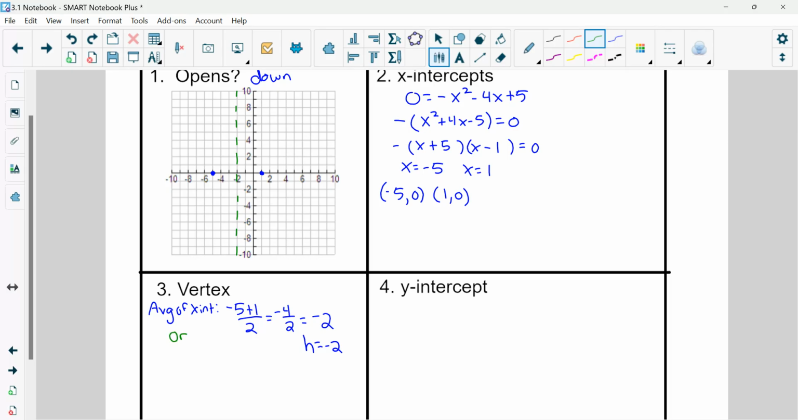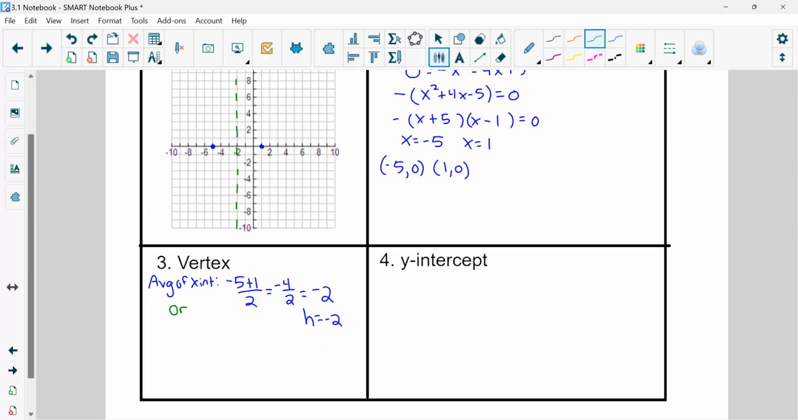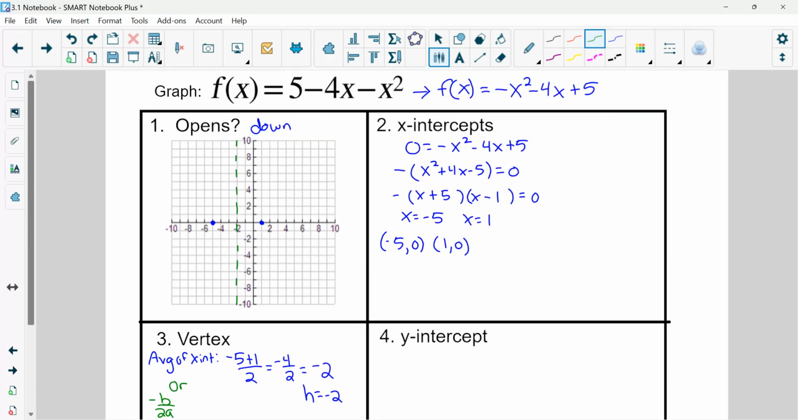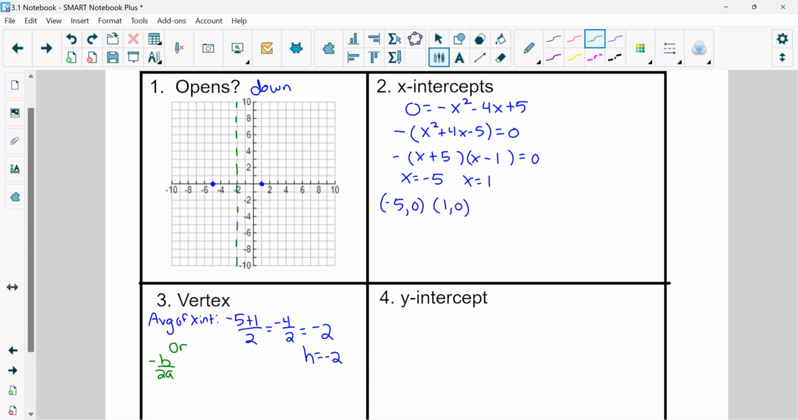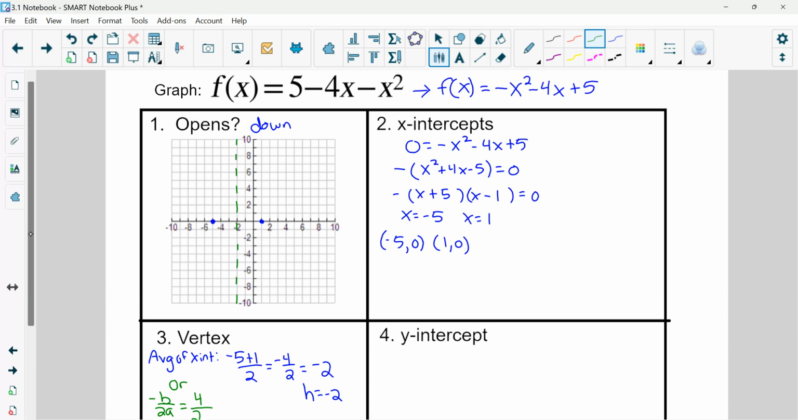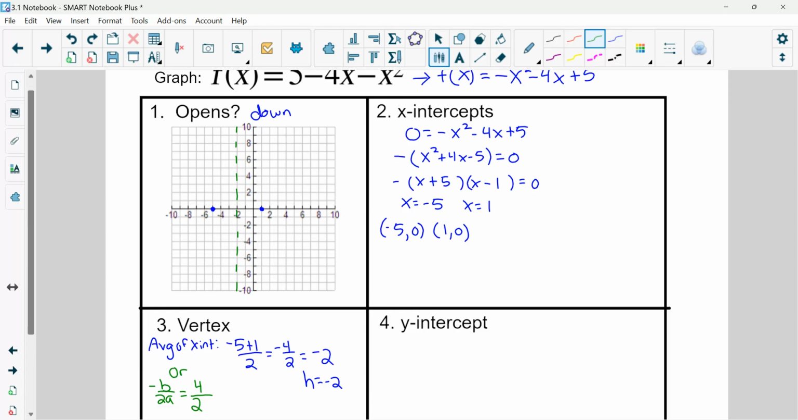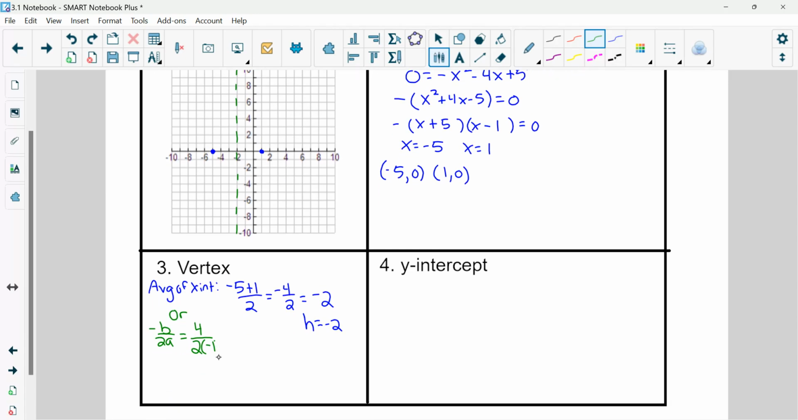Now, if you chose to do the other way, I said the other way was doing negative b over 2a, you can do that. So our b is negative 4, so negative negative 4 or positive 4, over 2 times a, and a is negative 1. And notice you're going to get the same thing, 4 over negative 2, which is negative 2. So we get the same h value no matter which way you do it. So you decide whichever way you like better.